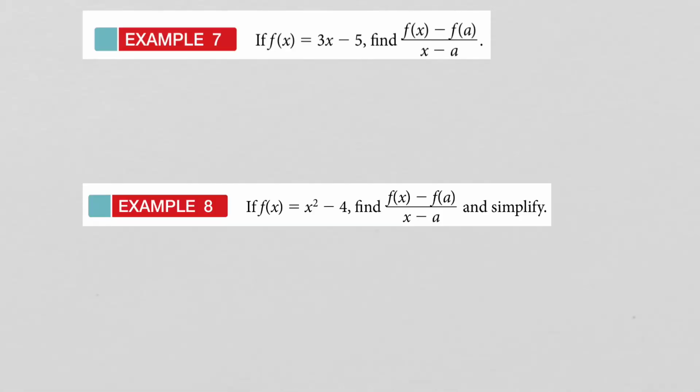So for example, if f of x is equal to 3x minus 5, we want to find the difference quotient, f of x minus f of a divided by x minus a. So first of all, let's note that f of x is 3x minus 5. That was given to us. f of a is simply 3a minus 5.